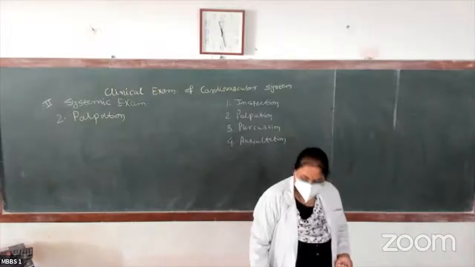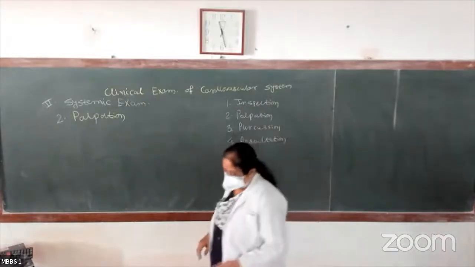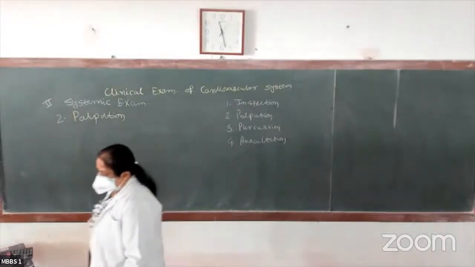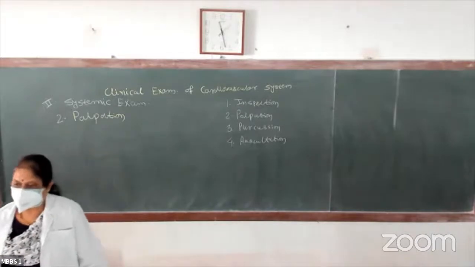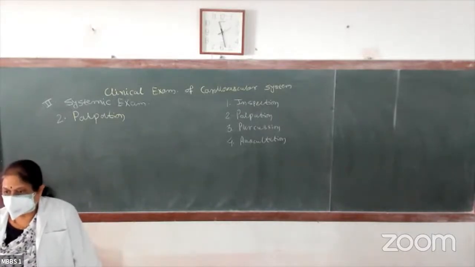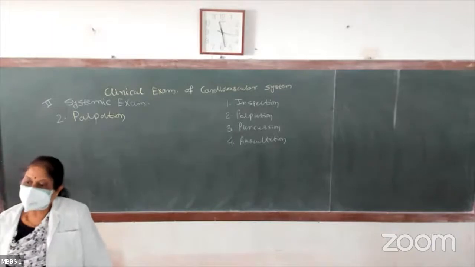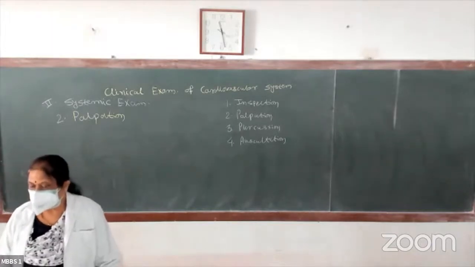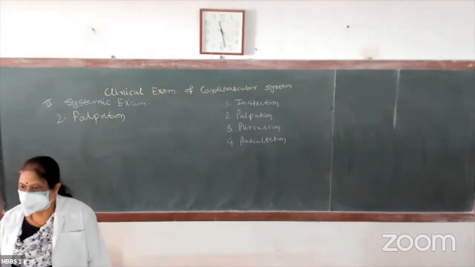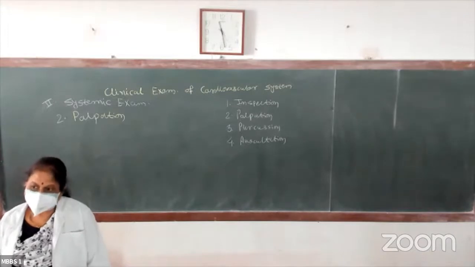In palpation, first is the apex beat. Examination of the apex beat is also a question in the exam. First, inspection. You know the normal position of the apex beat: it is in the left fifth intercostal space, medial to the mid-clavicular line, 0.5 inch or 1.2 centimeter.